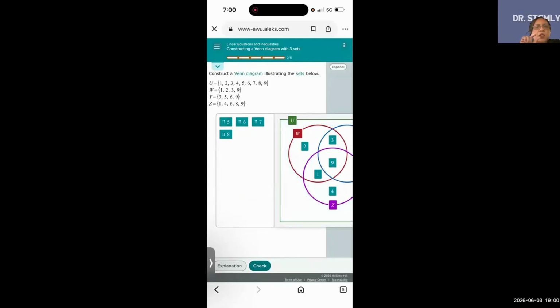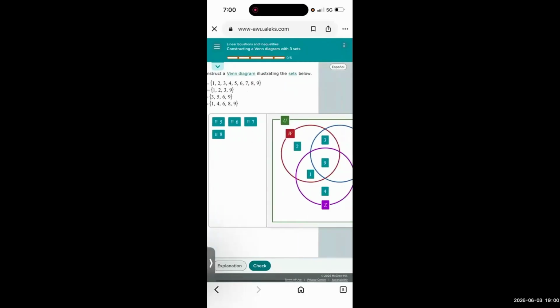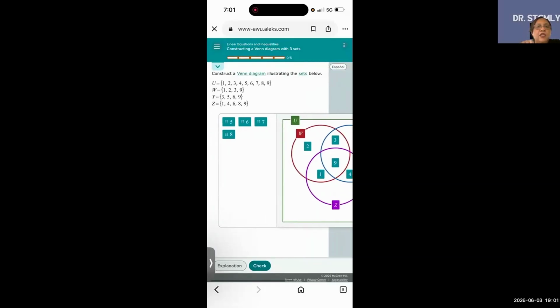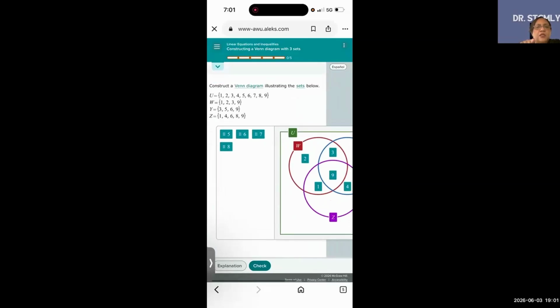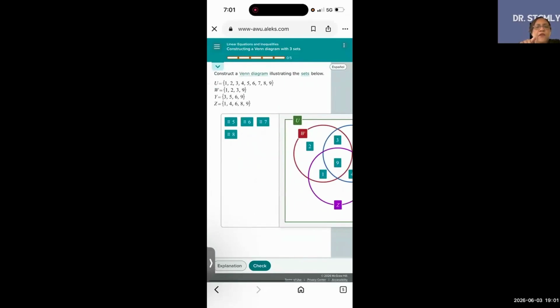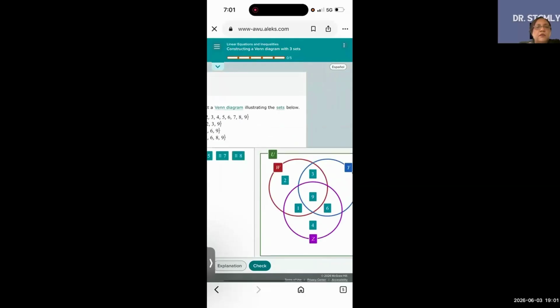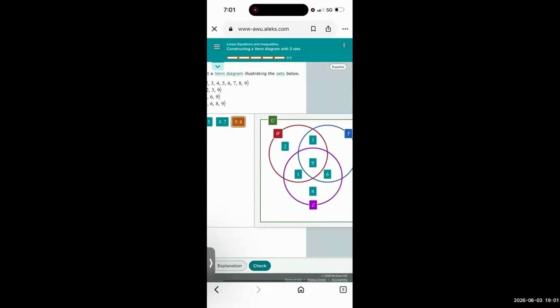6, drag it in between Y and Z. 6 goes in between Y and Z. And then Z has just 8 in it. Wait, 6, what happened to 6? 6 is supposed to be, no, you have 4 in there. Take the 4 back to Z. Now drag 6 in between them, and then 8 down to Z. Oh, come on. And then slide back over.